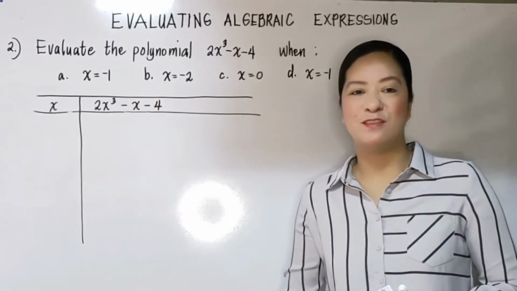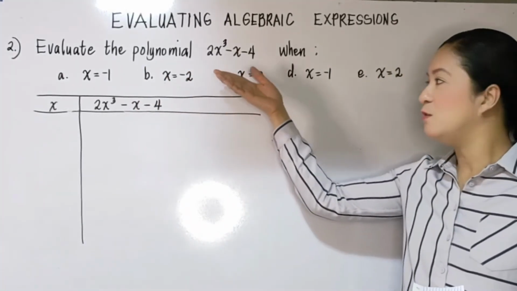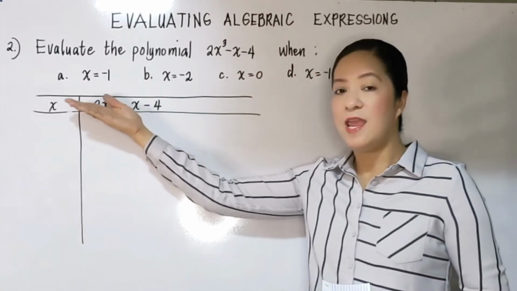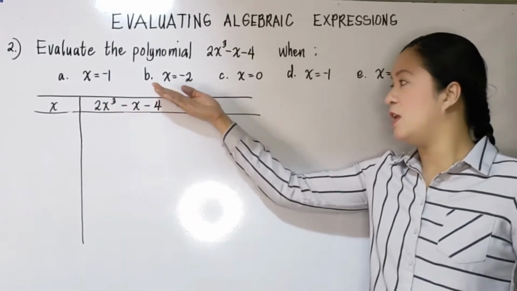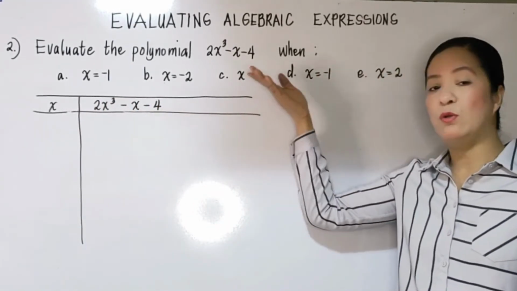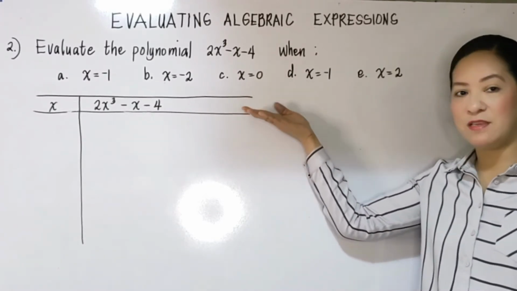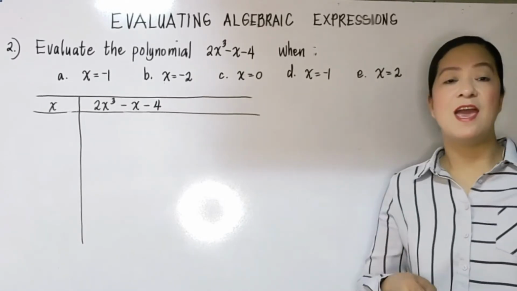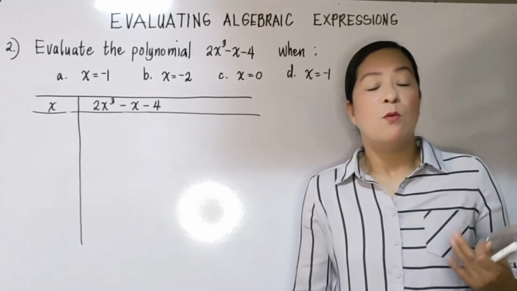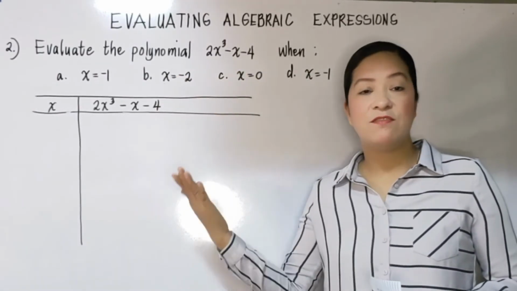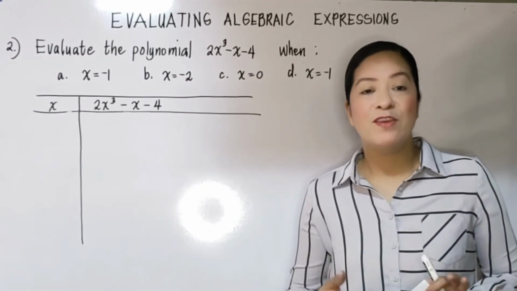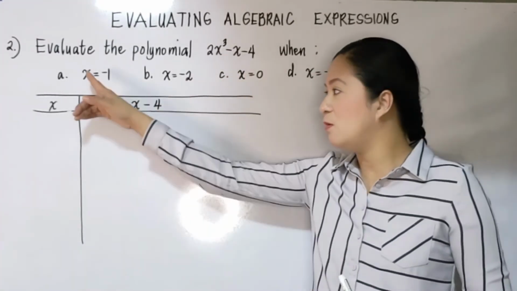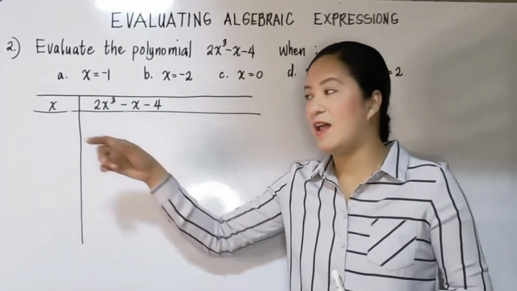Now, for example number 2, evaluate the polynomial 2x cubed minus x minus 4 when letter A, x is equal to negative 1, letter B, x is equal to negative 2, letter C, x is equal to 0, letter D, x is equal to negative 1, then letter E, x is equal to 2. When a polynomial is evaluated for several values of the variable, we often write the result by means of a table. Okay? So, ilagay natin ito sa table wherein x here, we put the x values here.